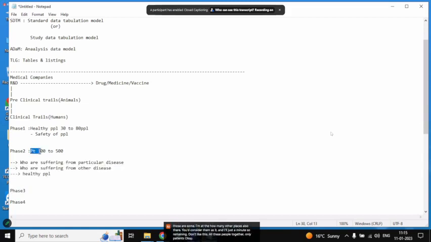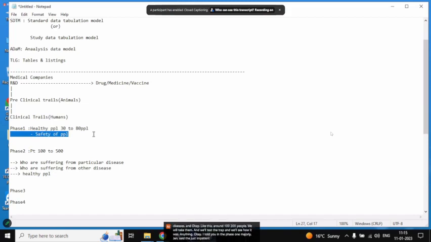Okay. Majorly we will consider those who are suffering from the particular disease, and also those who are suffering from other diseases and healthy people. Like this, around 100 to 500 people, we will take them and test the drug and see how the results are. I told you in phase 1 they'll majorly check the safety of the people.